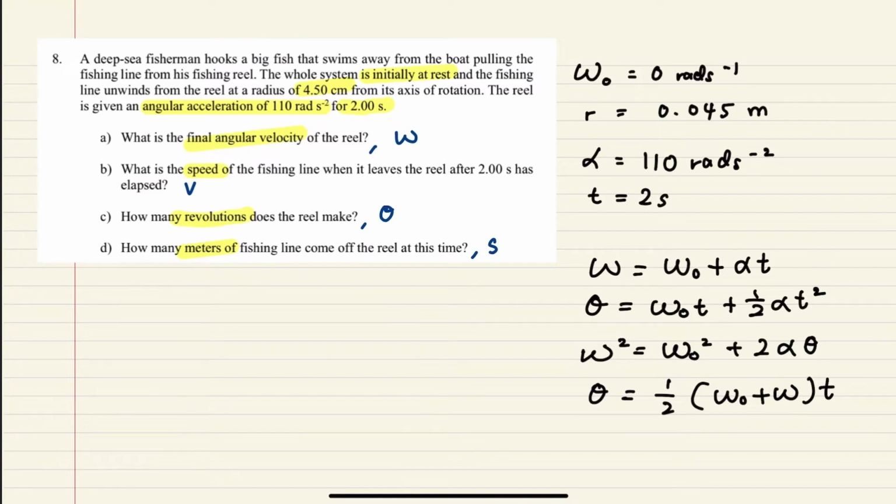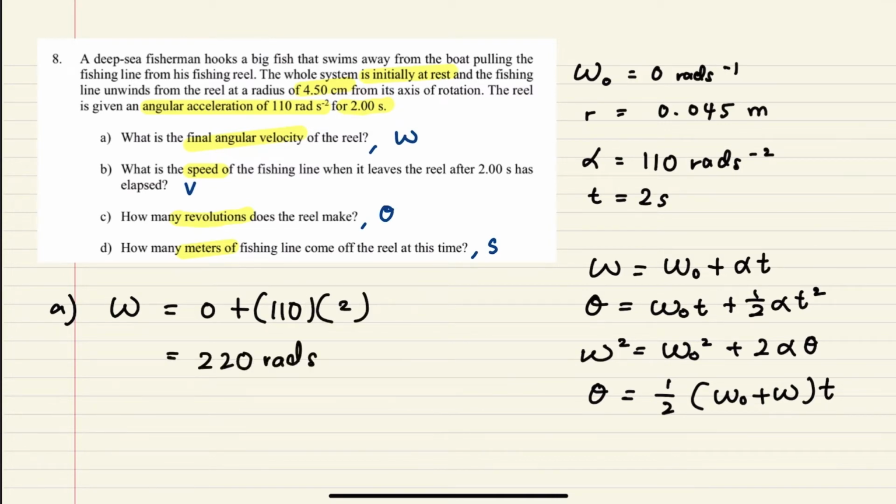Okay, now you are given omega naught and alpha. You can choose any formula that has omega naught and alpha. You also have time, so most likely you want to use this formula, which contains omega, omega naught, and alpha t. So omega equals 0 plus alpha t, which is 110 times 2. So 220 radian per second.